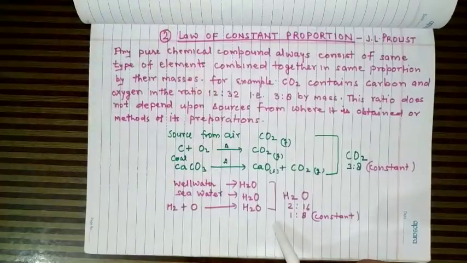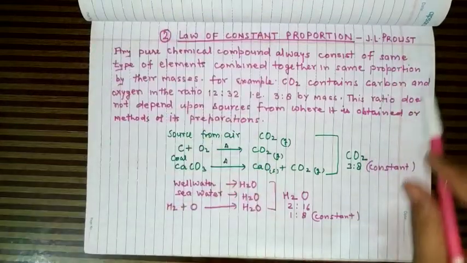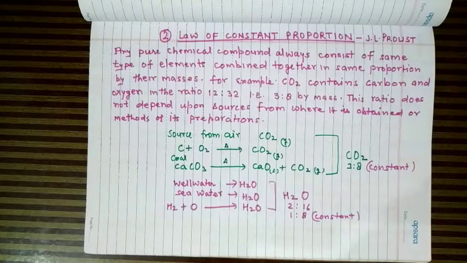Now we will take another law, the law of constant proportion. It was given by J.L. Proust. According to this law, when any pure chemical compound, irrespective of its sources and methods of preparation, it is always made of the same type of elements combined together in the same proportion by their masses. It means the proportion by mass of the elements in any pure chemical compound is always fixed, always constant. It does not depend upon the sources from where it is obtained or method of its preparation.